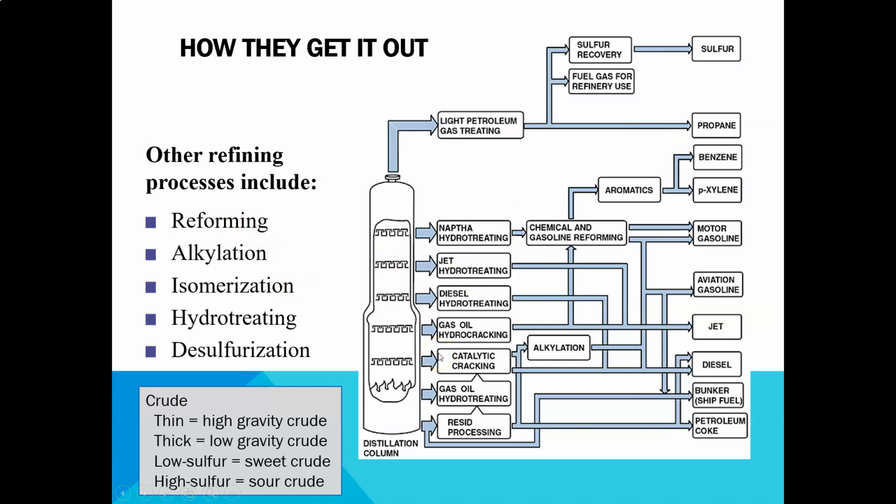When you think of crude oil, crude oil is what comes out of the ground. Thin oil is considered high gravity crude. Thick oil is low gravity crude. Low sulfur, if you look at all these diesels now, they all use very ultra low sulfur diesel fuel. Low sulfur is sweet crude and high sulfur is sour crude.